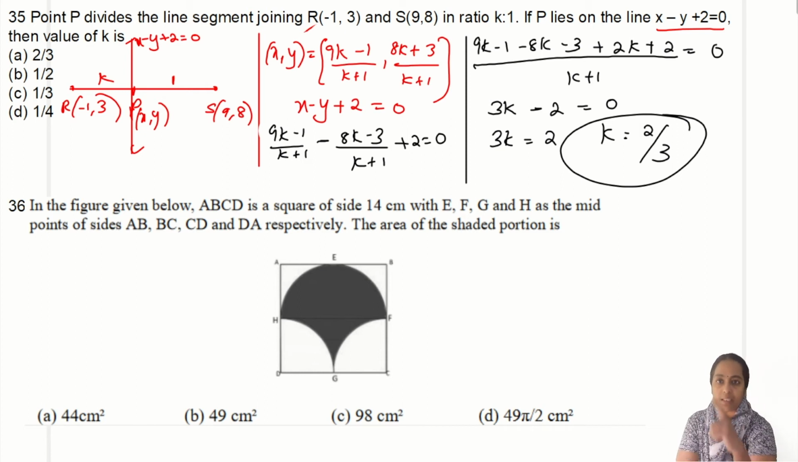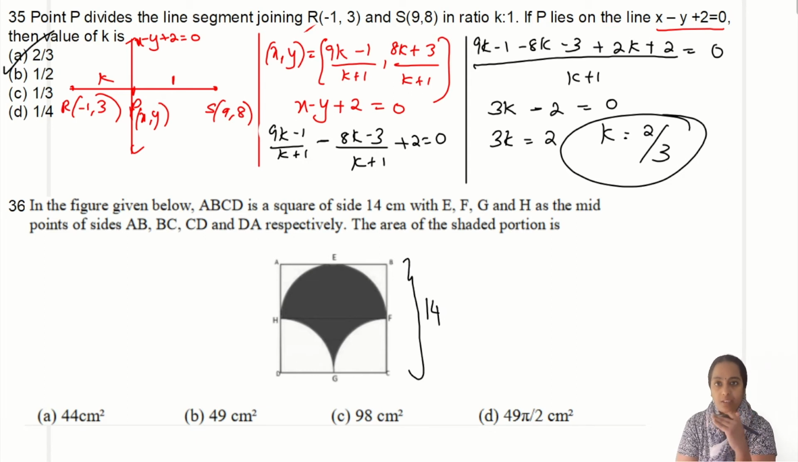Question number 36. ABCD is a square. Look at the diagram. Areas related to circles chapter. You have ABCD is a square. The side of the square is given. Where is the square, children? So ABCD. The side of the square is given as 14 centimeters.